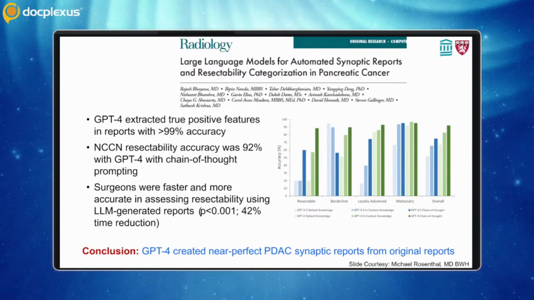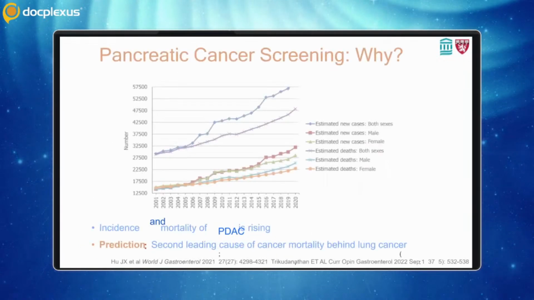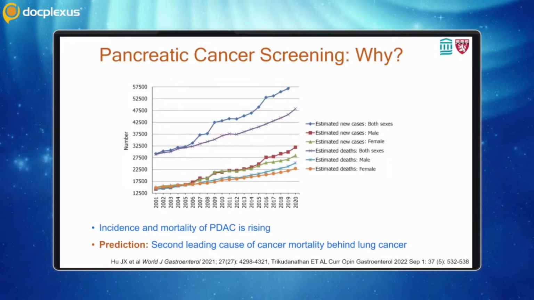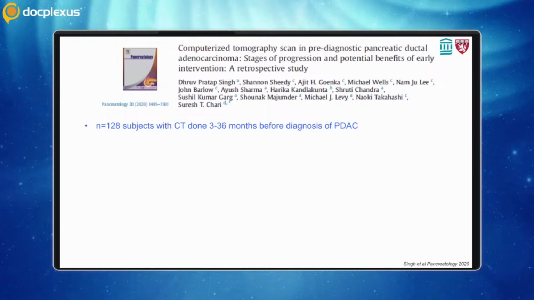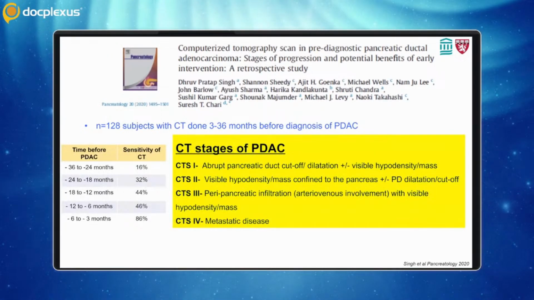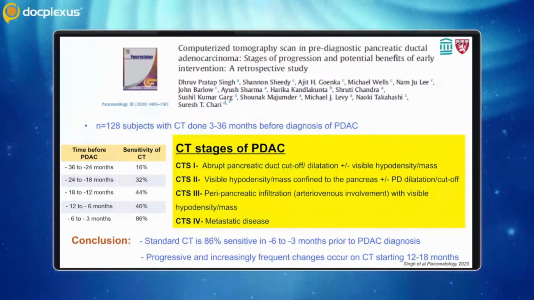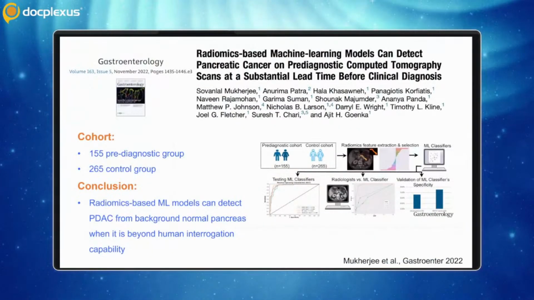Last section, on pancreatic cancer screening. The incidence and mortality of pancreatic ductal adenocarcinoma is rising. There's increasing interest in detecting pancreatic cancer before it manifests on imaging. And here are some research studies which have shown that radiomics-based machine learning models can detect PDAC, pancreatic cancer, even before human interrogation capabilities.